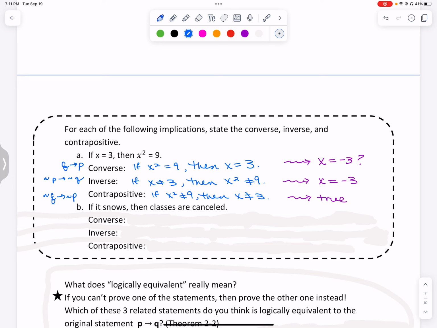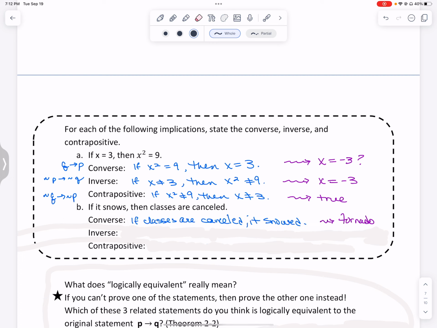So let's do another one. If it snows, then classes are canceled, okay? So that's a true statement. If it snows, yeah, our classes are going to be canceled. If they even predict it, our classes are canceled. But let's say if it actually snows, classes are canceled. So the converse would be Q, then P. That would be if classes are canceled, it snowed. Well, that's not true because we had classes that were canceled because we had a tornado that ripped off the ceiling of the whole building, right? So they can be canceled when it didn't snow.